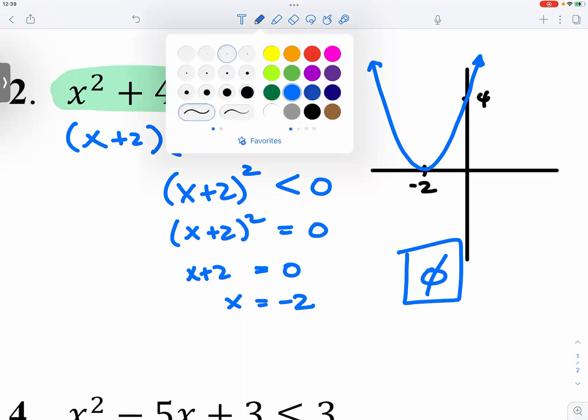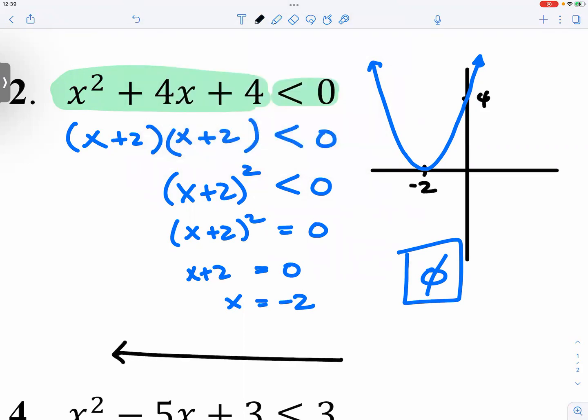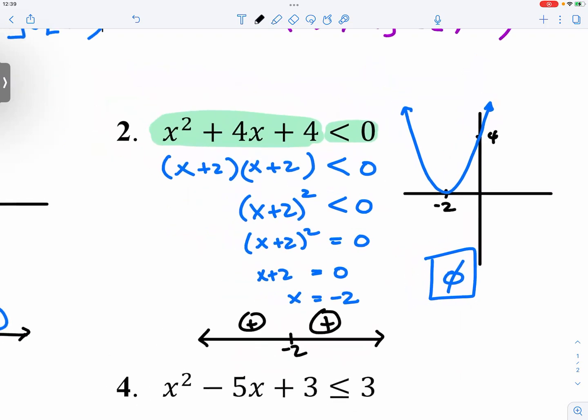All right, and if you happen to use the number line, this is how you would set up your number line. You would have a -2 right here. And then once you plug in values to test, you'll find out that on both ends, you would get positive, because anything squared is positive, right? And then you would come to the same conclusion, because you want something that's less than 0, that's negative, but you got nothing to be negative. So same conclusion, no solution.